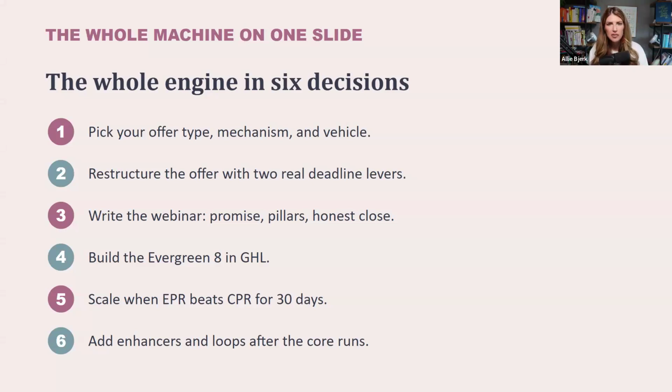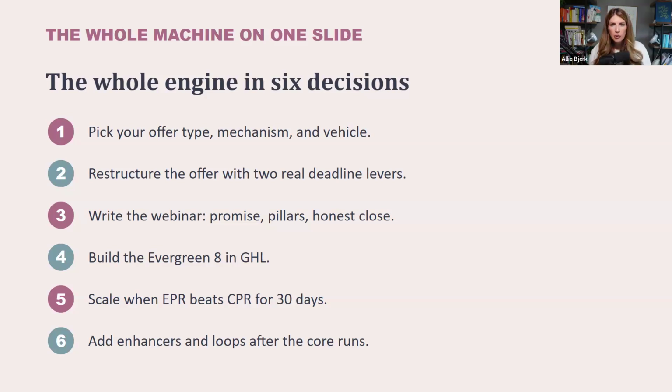offer type, the mechanism of how you want to talk about it, how you want to get it out there, live, evergreen. Think about the vehicle. Is it weekly live? Is it a challenge? Is it an evergreen webinar, on-demand webinar? And then think about restructuring the current offer that you have so that it fits with these different deadlines.